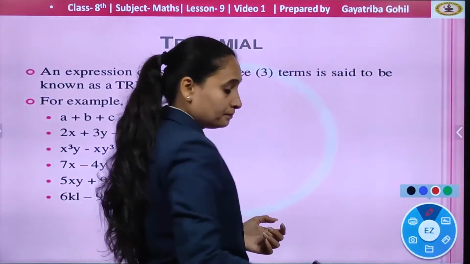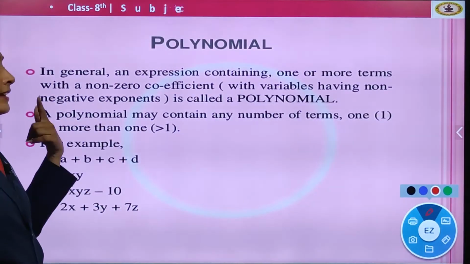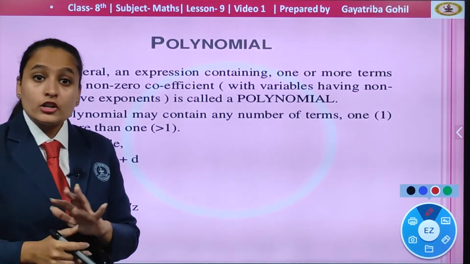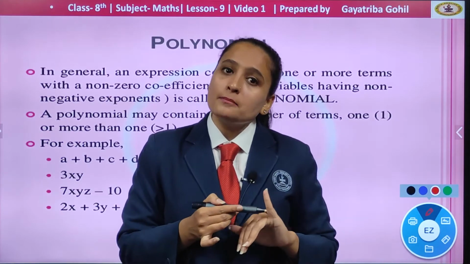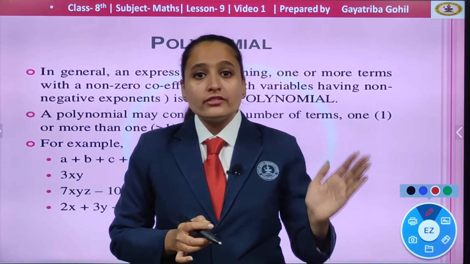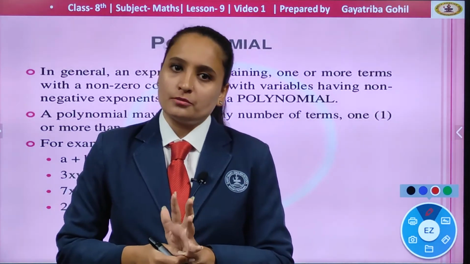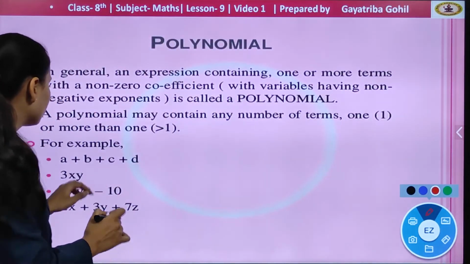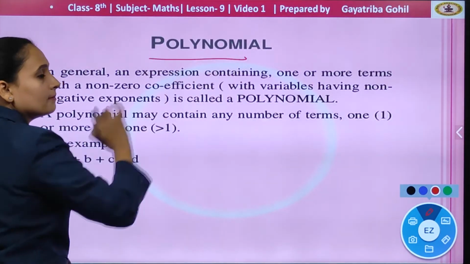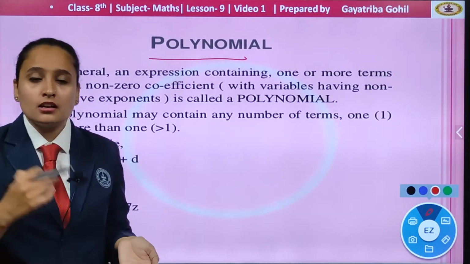Now, we have to remember polynomial. In general, an expression containing one or more terms with a non-zero coefficient is called a polynomial. So monomial, binomial, trinomial, they can also be called polynomials. If any expression has one or more terms, then it can be called a polynomial, right? Here, a, b, c, d, how many terms are there? 4 terms. It will be called a polynomial. 3xy, only one term is there. It can be called monomial or polynomial.